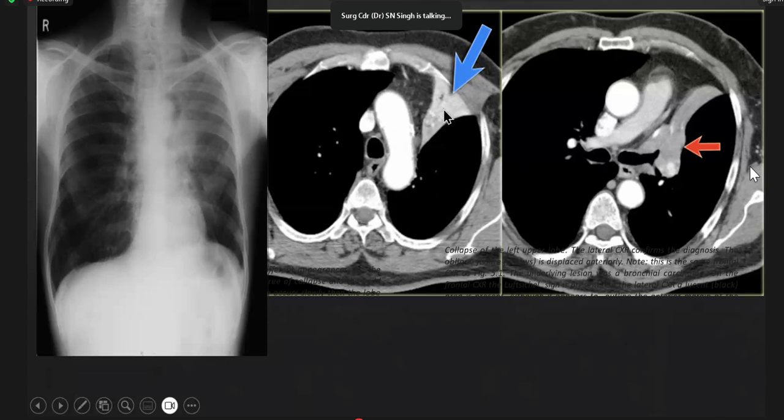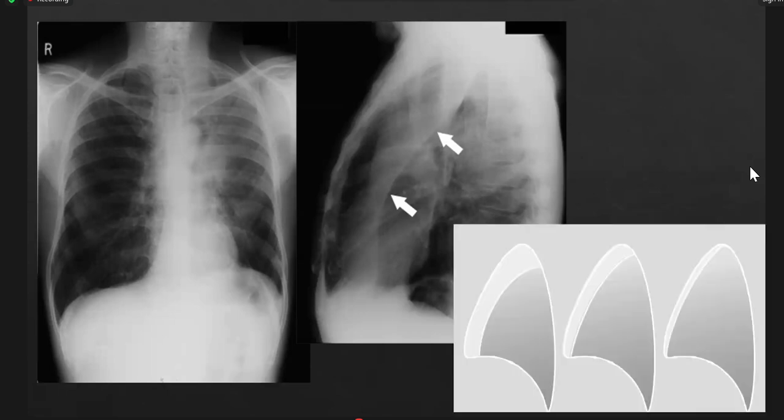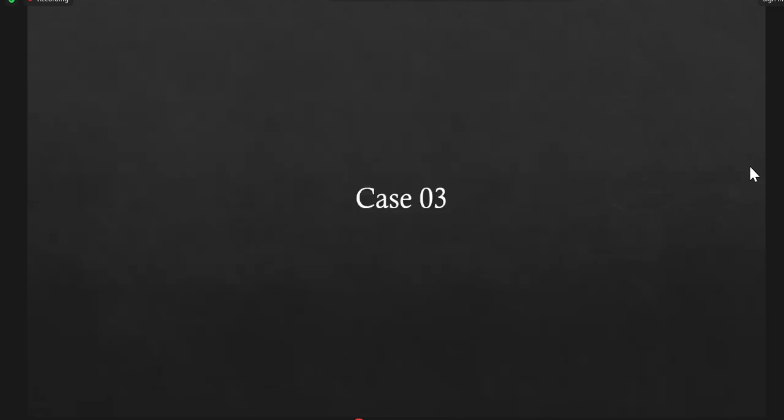There is a collapse. You can see there is a collapse, and there's probably the mass, the Golden S sign, which we can see here. You know what is Golden S sign? When there is collapse of the right upper lobe.